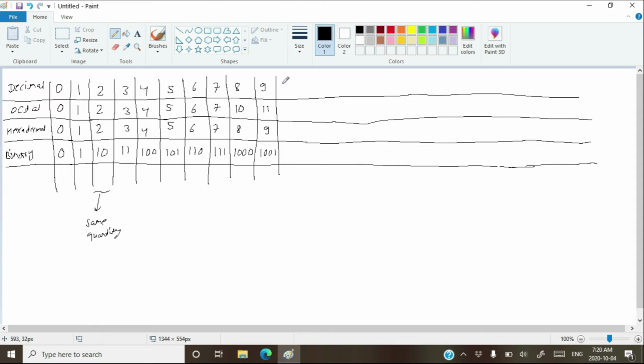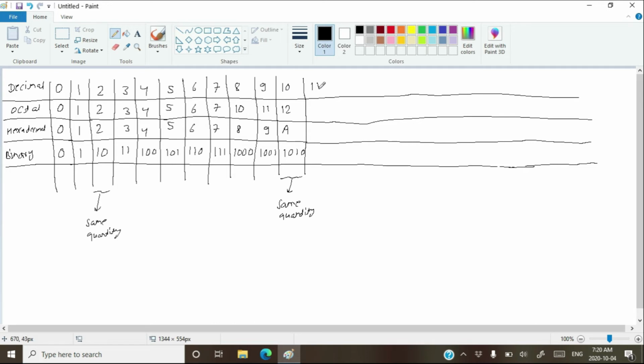Then after 9 in decimal comes 10; in octal it comes 12; in hexadecimal it is A. You can write capital A or small a, so I am writing capital A. After that in binary you have 1010. See here, all four numbers are different in different number systems, but they are representing the same quantity, that means the quantity 10.